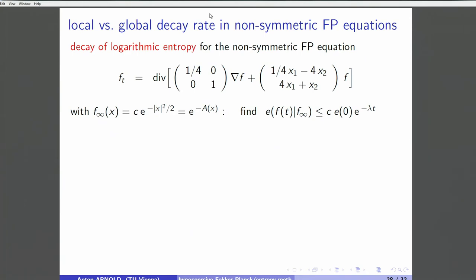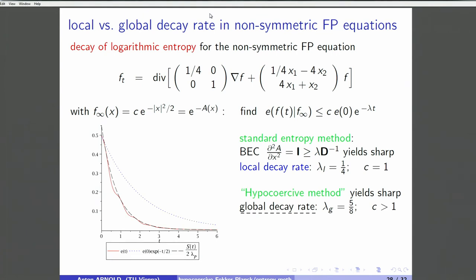So here we have a Fokker-Planck equation in the same structure as before, but the diffusion is now not degenerate. But the equation is not symmetric. Not symmetric means the drift term is not just the gradient of a confinement potential. So there's this rotation contribution also included in there. You can verify that the steady state here is the standard Gaussian. And what we want to find is such a decay inequality, an exponential decay inequality for the relative entropy. So you want to find a decay rate, lambda, and the multiplicative constant C.